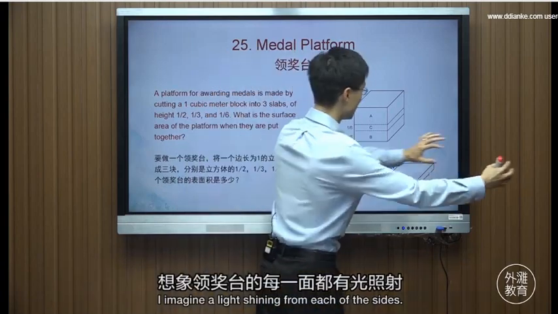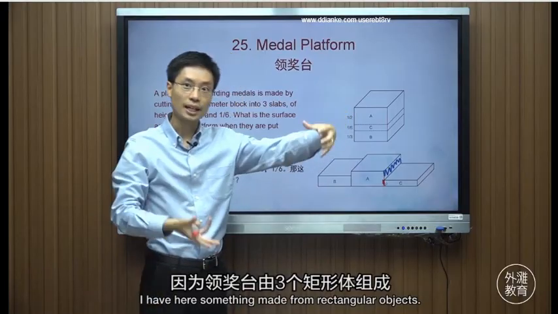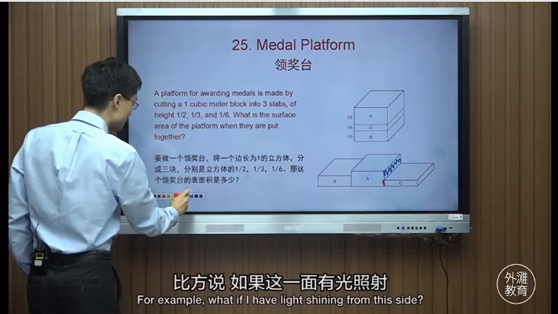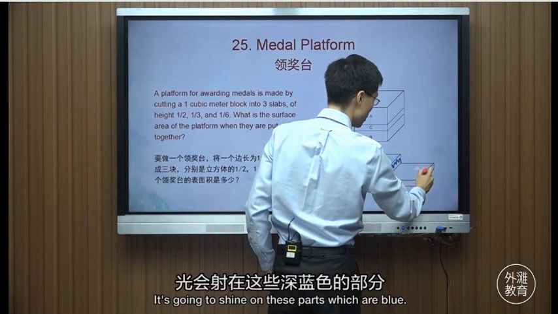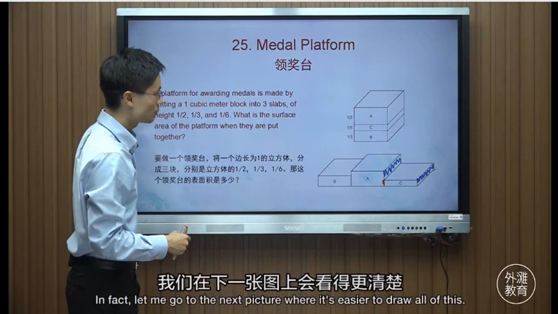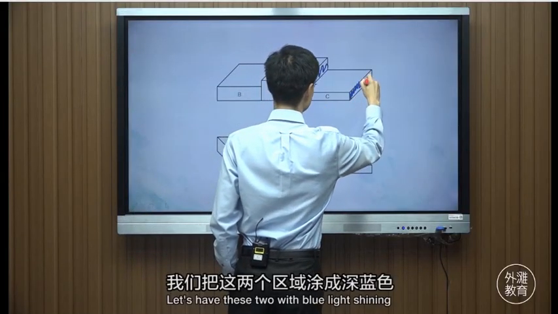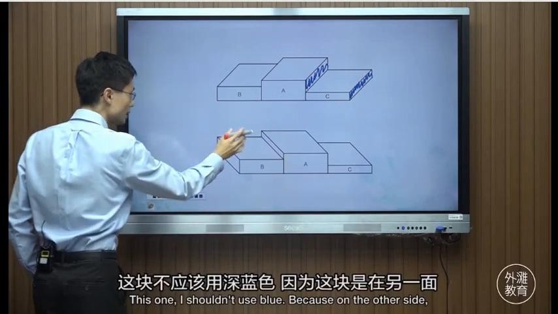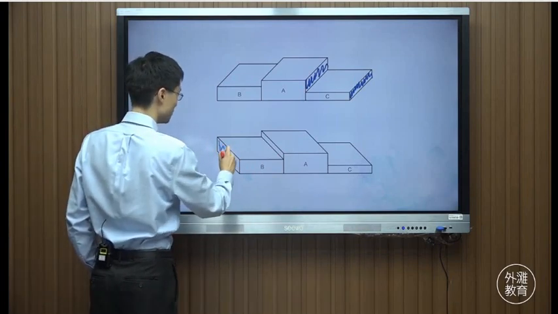I imagine a light shining from each of the sides. I have here something made from rectangular objects, so I can think of 6 directions that light is shining. For example, what if I have light shining from this side? It's going to shine on these parts, which are blue. In fact, let me go to the next picture where it's easier to draw all of this. Let's have these 2 with blue light shining. This one, I shouldn't use blue, because on this other side, maybe let's say that the light on the other side is a different shade, light blue.